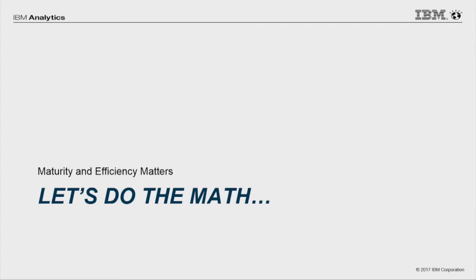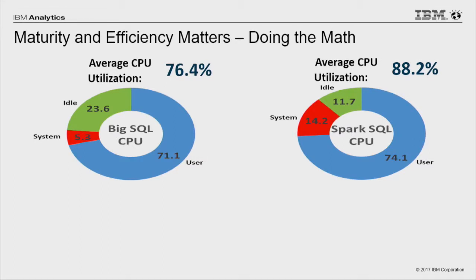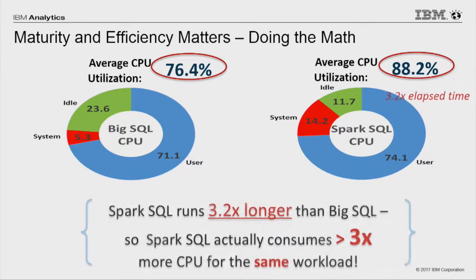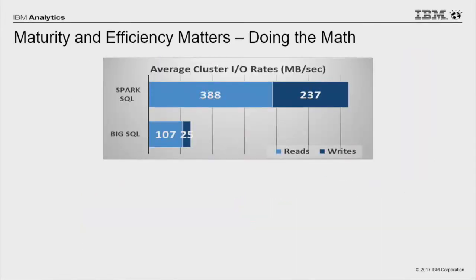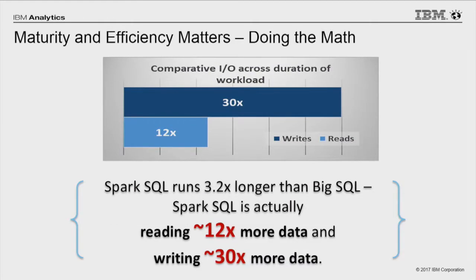So I want to end with some math. You saw this picture, right? And you saw that it was 75% CPU roughly. But remember that this side ran 3 times longer, right? So actually, this is 3 times more CPU time for the same workload. On this picture here, you saw the average I/O rates, but remember that workload ran 3 times longer. This is an average per second. So actually, when you factor in the math, it's reading 12 times more data and writing 30 times more over the same workload.